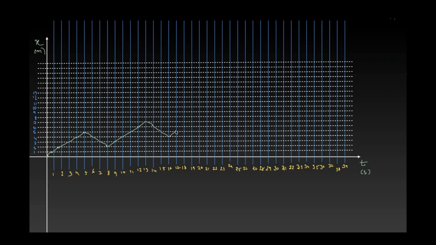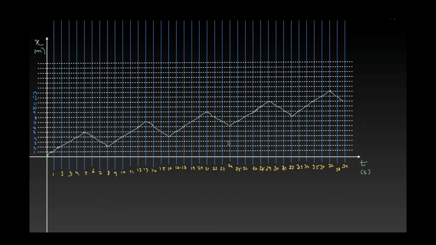So quickly I will plot the graph. Here is the graph, the position-time graph. It is something like this. It goes up, comes down, goes up, comes down. So it's kind of like a mountain shape. This is the position-time graph.